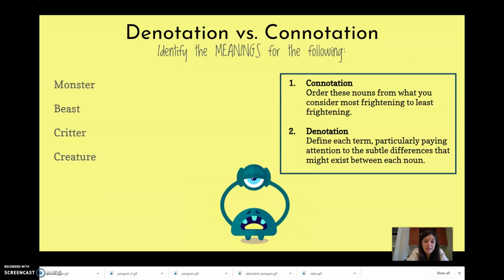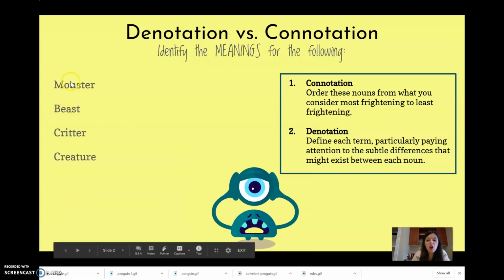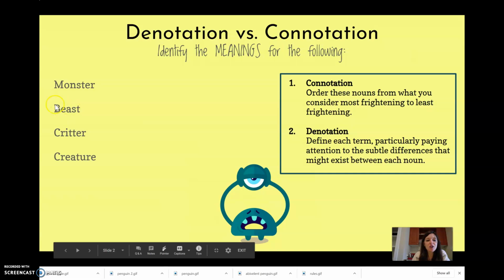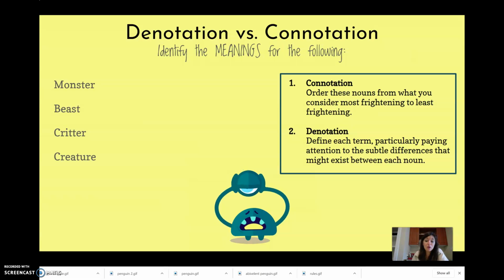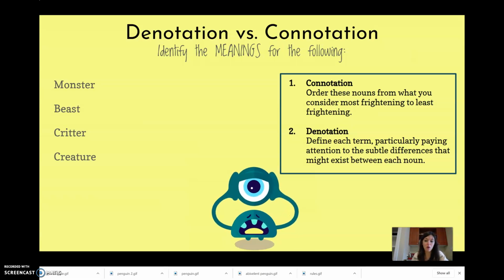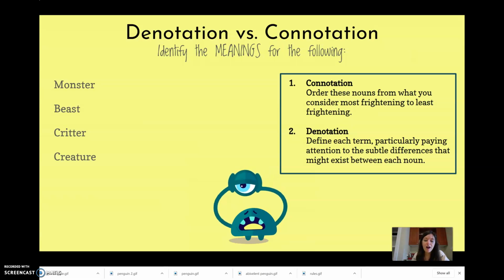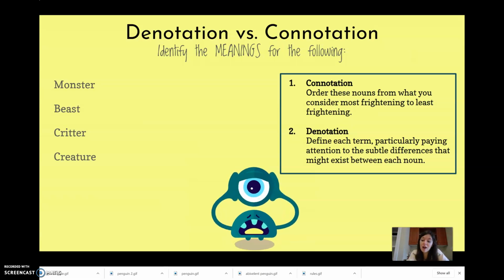For most frightening, you may have put beast or maybe monster, but it would definitely go 1 or 2, or 1 then 2. These are definitely the 2 more frightening. And these are probably later in your list as 3 or 4, where I ordered it 1, 2, 3, 4, with critter being the least frightening because it sounds so gosh darn cute. And so the way the words sound has a lot to do sometimes with how we connotatively think of them. Critter sounds really adorable, while beast sounds very scary. And so this falls into connotative meaning.